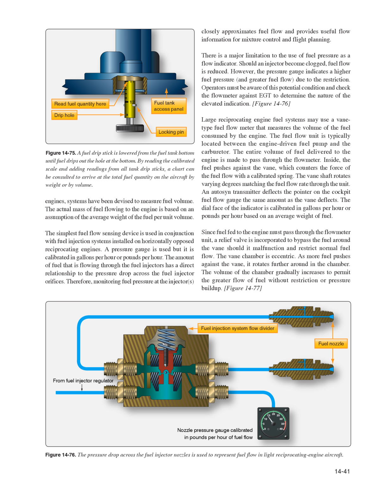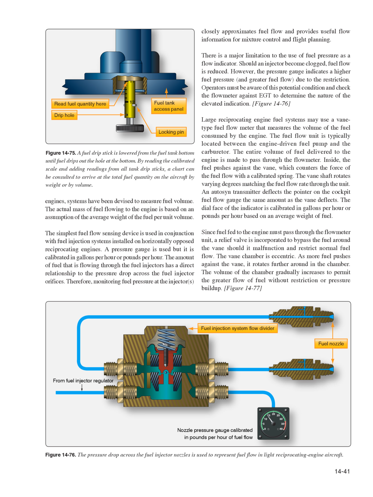Figure 1476. Large reciprocating engine fuel systems may use a vane-type fuel flow meter that measures the volume of the fuel consumed by the engine. The fuel flow unit is typically located between the engine-driven fuel pump and the carburetor. The entire volume of fuel delivered to the engine is made to pass through the flowmeter.